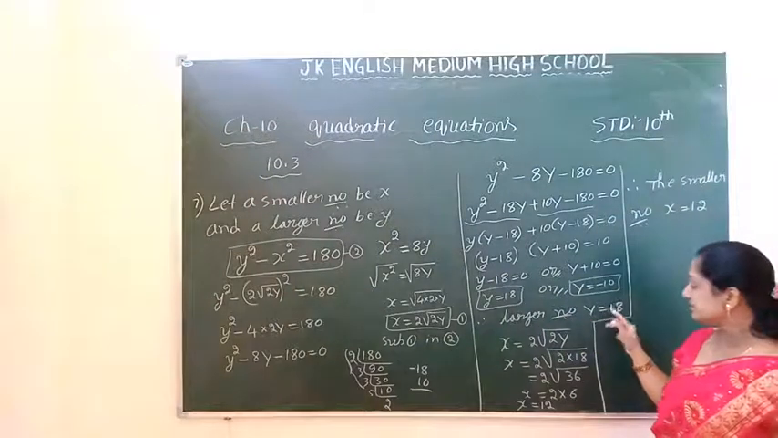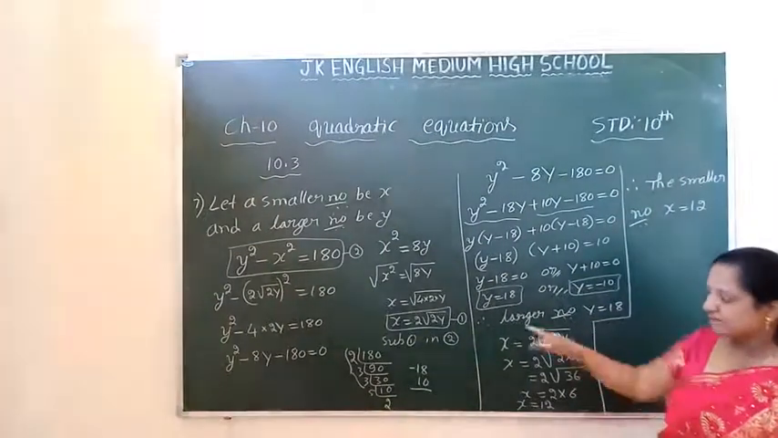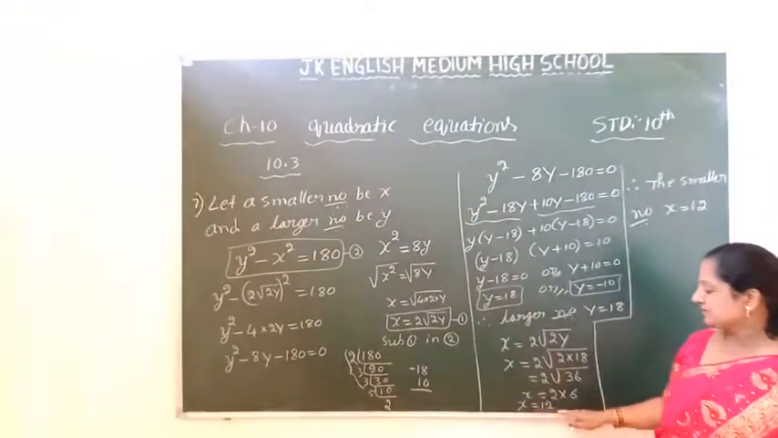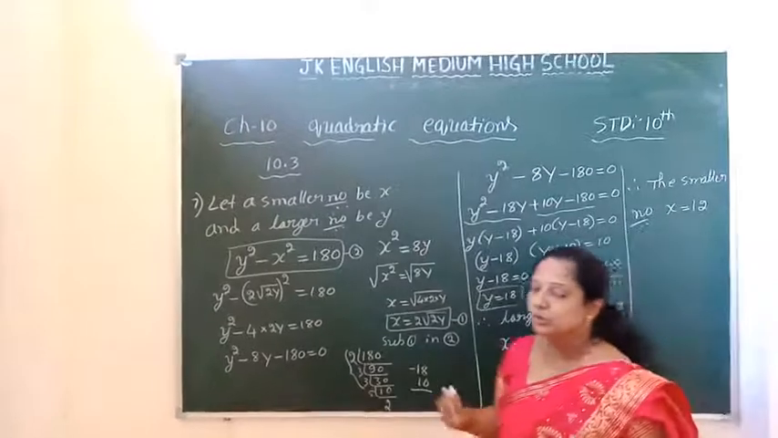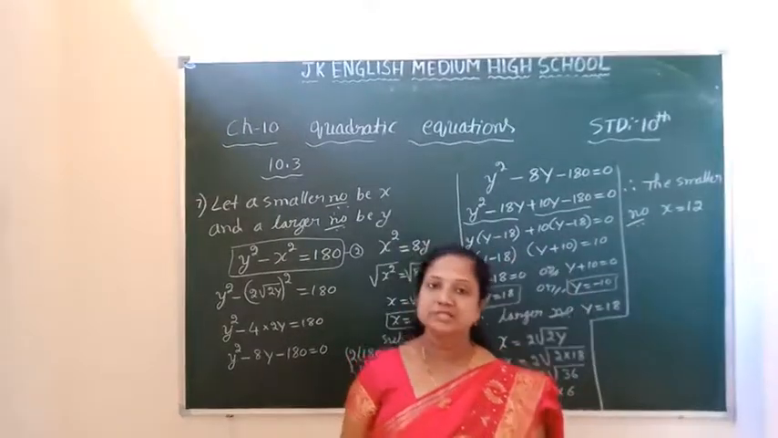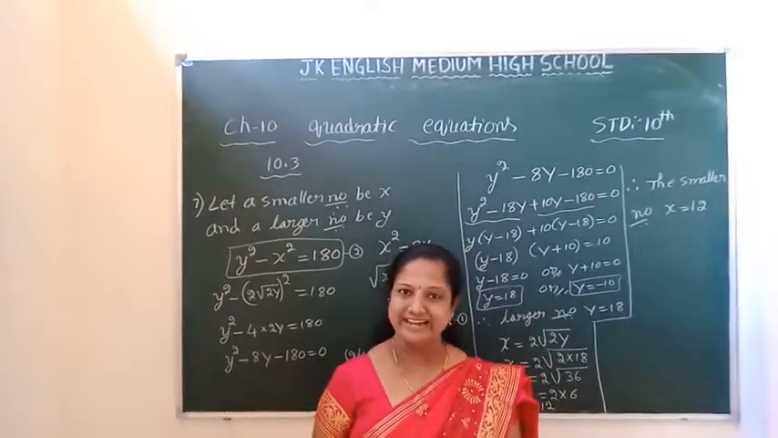So when the larger number is 18, then the smaller number, according to this condition, becomes 12. In this manner, I got those two numbers, which they told us to find out. Right, Anji.